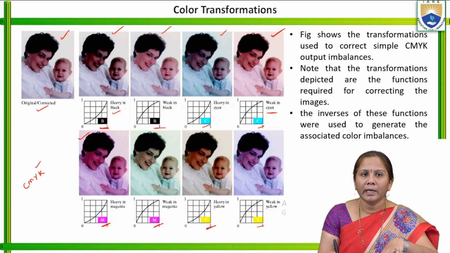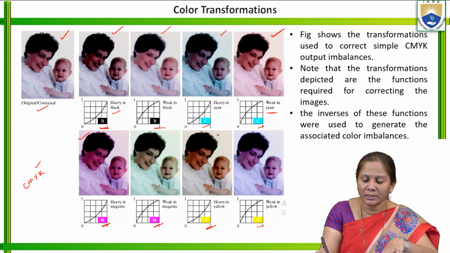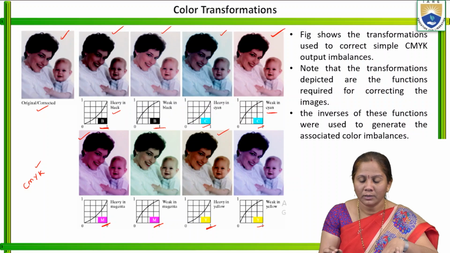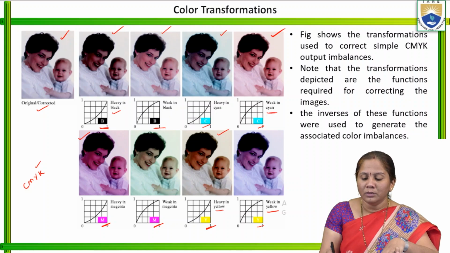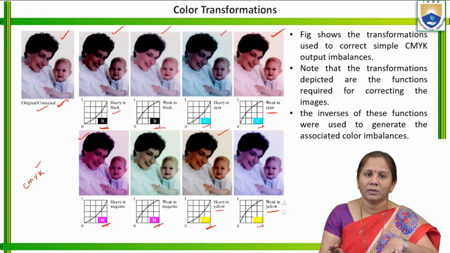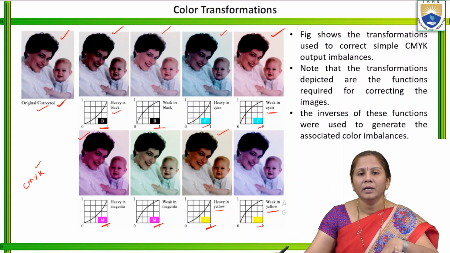If you see this yellow transformation, the figure is looking yellowish in color. So we say it is heavy in yellow, and the last one is weak in yellow. So based on the input image, we can change the color, we can change the intensity of the image, and these are the output images if we apply the CMYK color model.